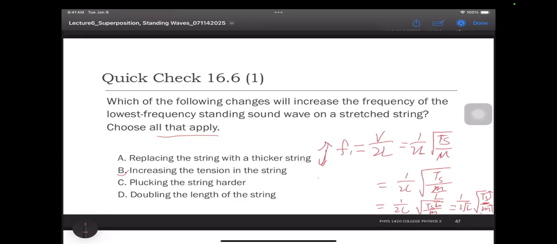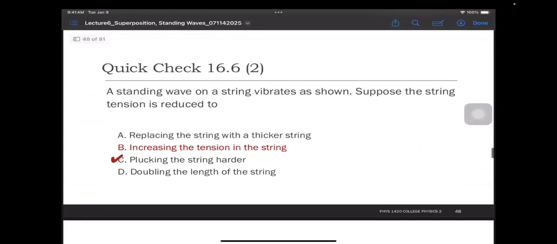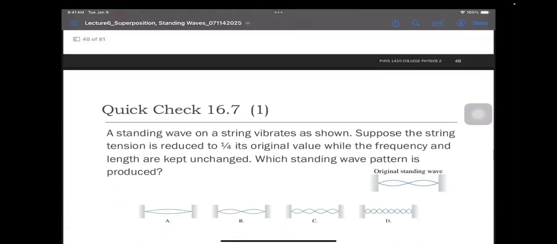And plucking the string harder. I think this is not related to the frequency, because the frequency is related to the string's properties. Doubling the length of the string means this one will increase, so the frequency will decrease. It's not right. So the right answer is only B. Does it make sense to you? Oh, sorry, it's only B, and I will modify it here. Yeah, it is B. Okay, and let's talk about the other one.